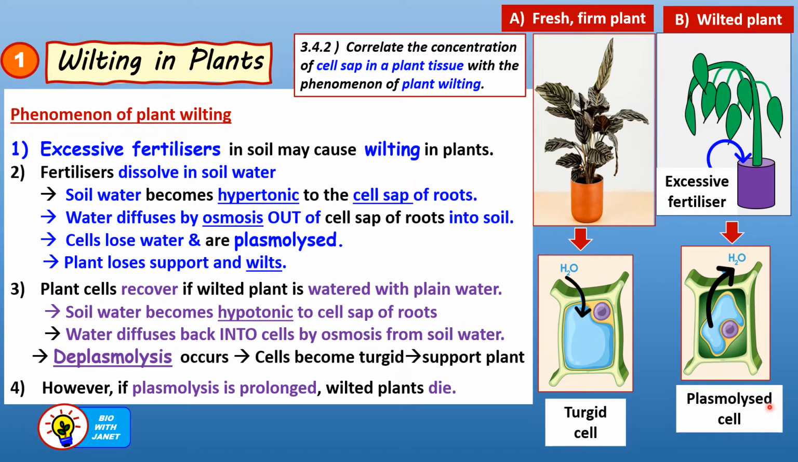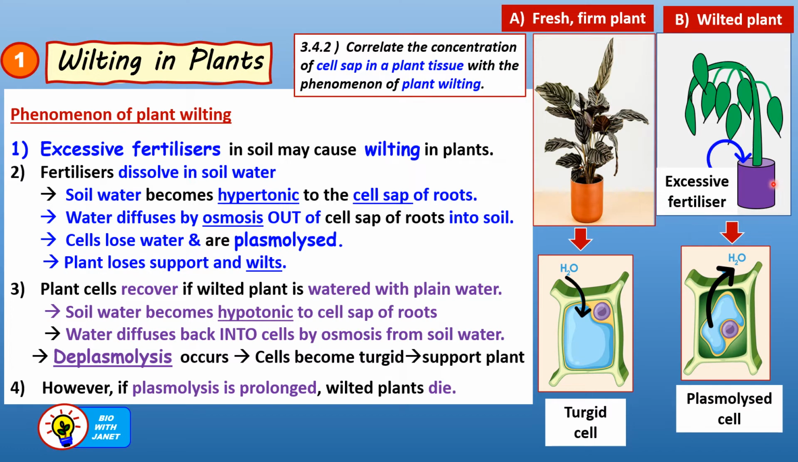What is in a plasmolysed cell? Cytoplasm shrinks, vacuole also shrinks, right? So in this condition, the cell cannot be well supported, although it has a rigid cell wall that maintains its shape, right? But in this condition, it cannot provide support to the plant, okay?